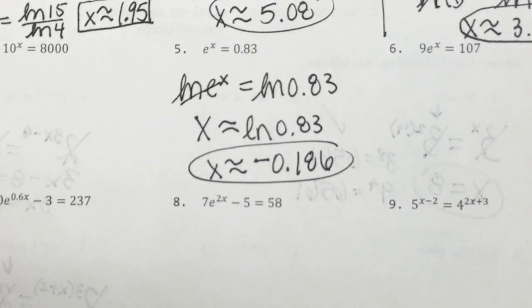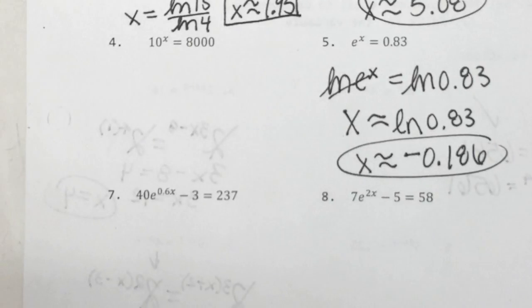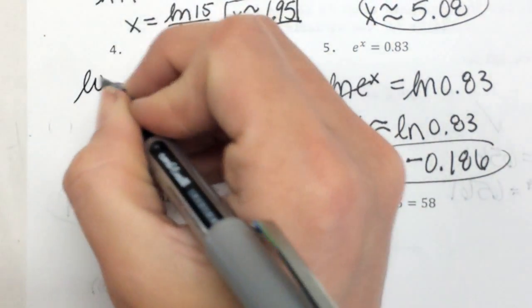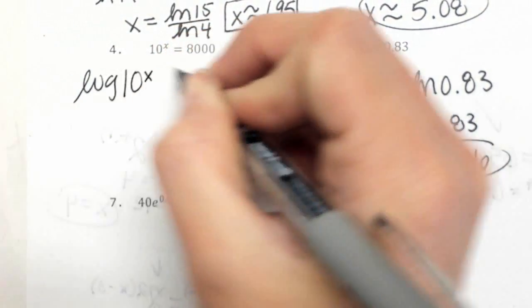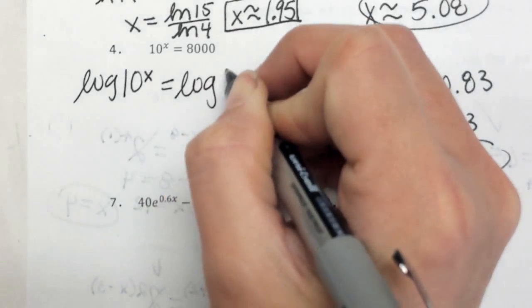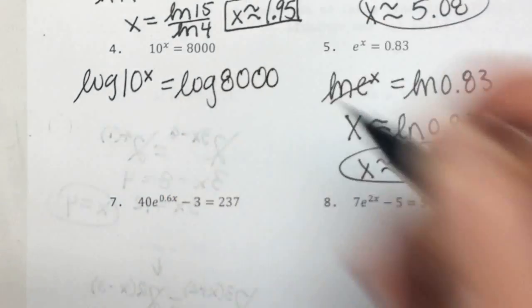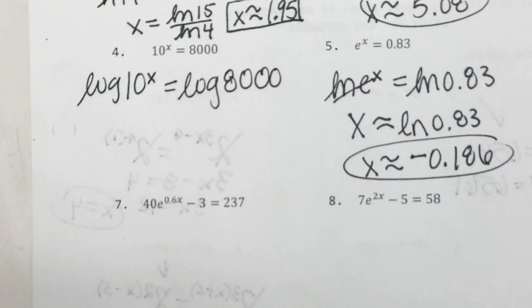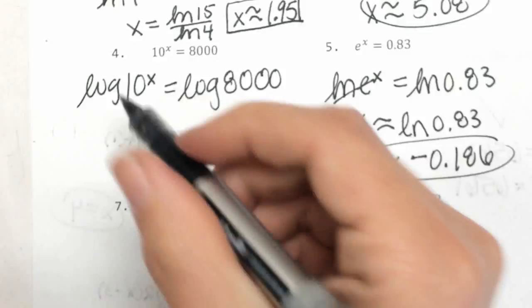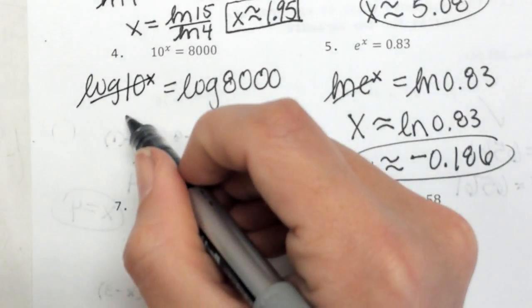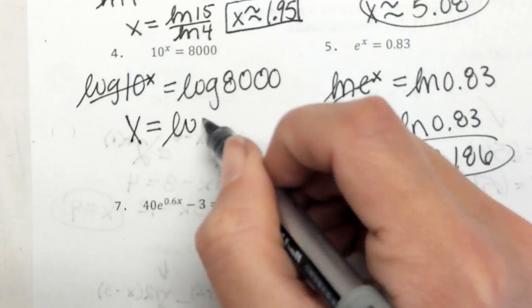Guess everybody's done. Who wants to tell me how to start this one off? Go ahead. Log. All right, Darian, what next? You gotta cancel out for log 10. And you'll have x equals log of 8,000.